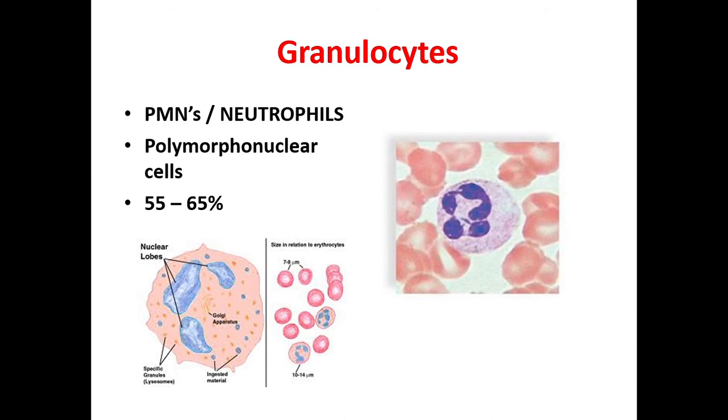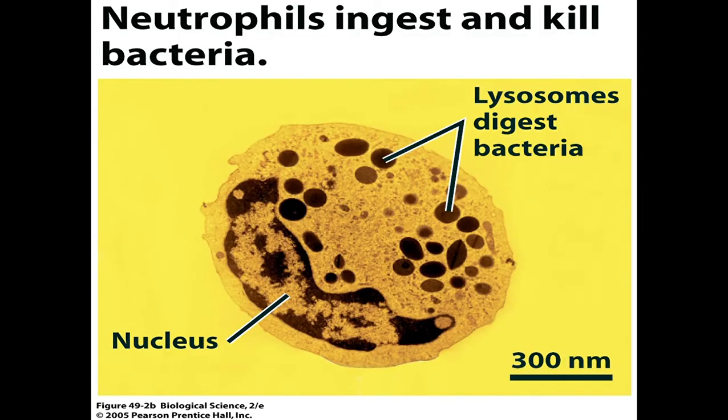And using a differential count smear, they are around 55 to 65%. The neutrophils are involved during bacterial infection. So they ingest and kill bacteria. In the cells are lysosomes that release a particular enzyme that digests bacteria.